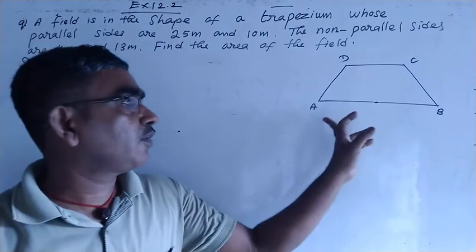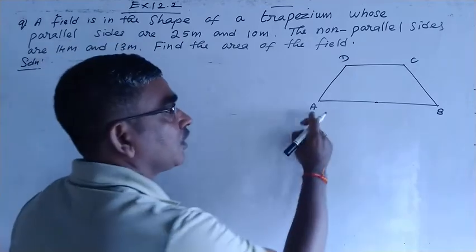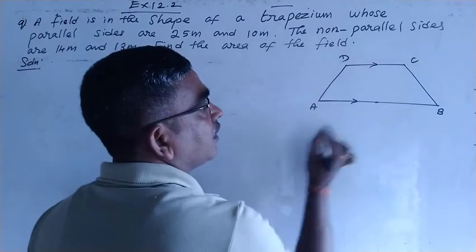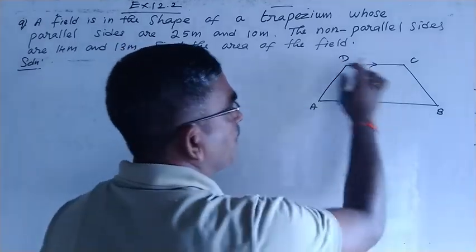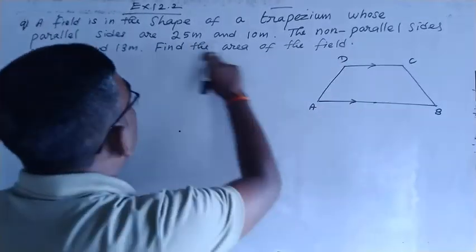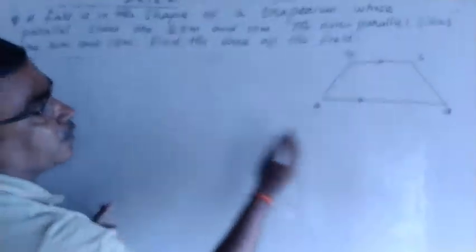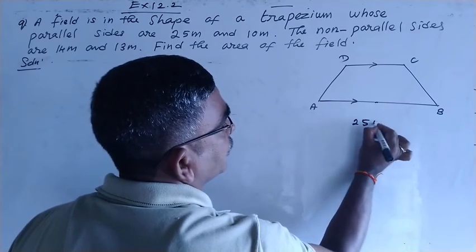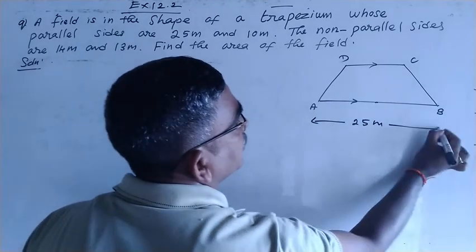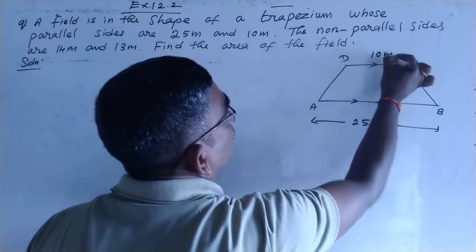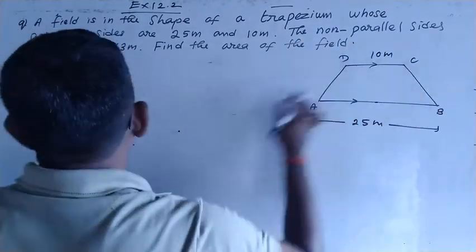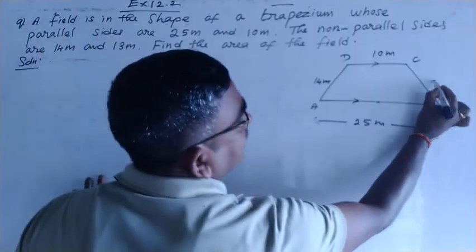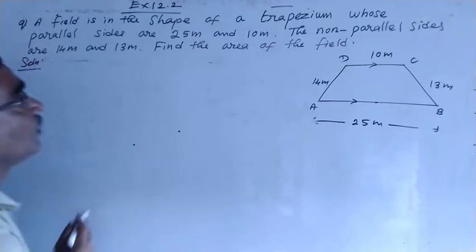Trapezium means a quadrilateral in which a pair of opposite sides are parallel. ABCD is a quadrilateral. If AB is parallel to DC, then it is a trapezium. So take AB parallel to DC. It is given the parallel sides are 25 meter and 10 meter. These are parallel sides, AB and DC. One is 25 meter and another is 10 meter. And these are the non-parallel sides, 14 meter and 13 meter. Find the area of the field.